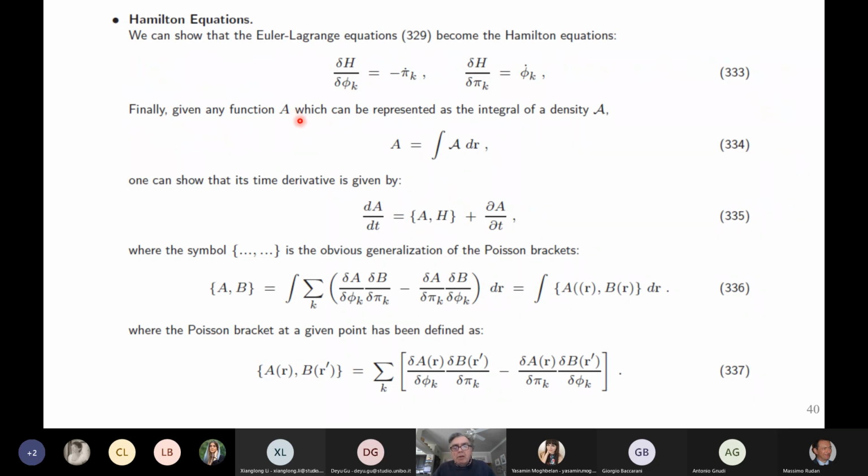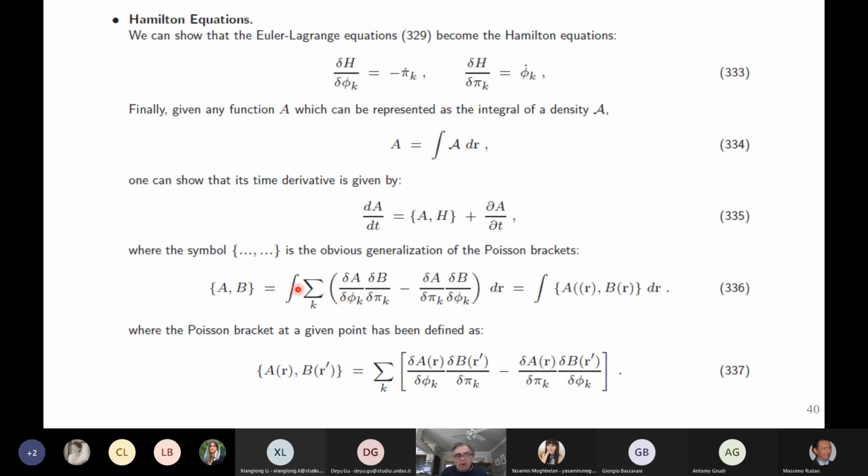Any function of the momentum density and the field density, which is an observable, can be written in terms of an integral over its own density. I use script letters to denote the density. And then Hamilton's equations can be reformulated in terms of a generalization of the Poisson brackets.